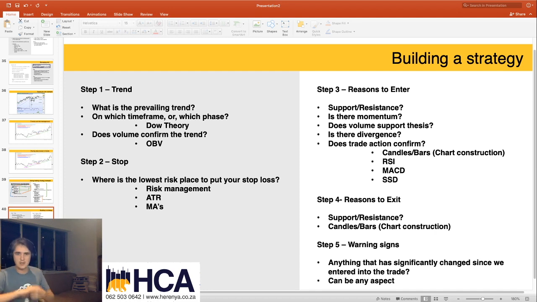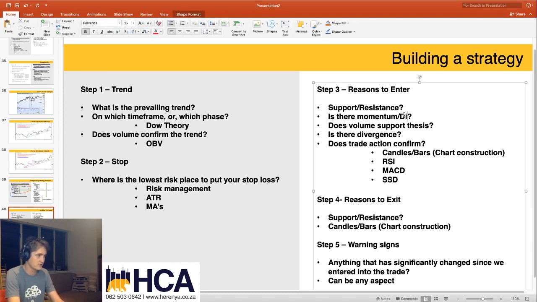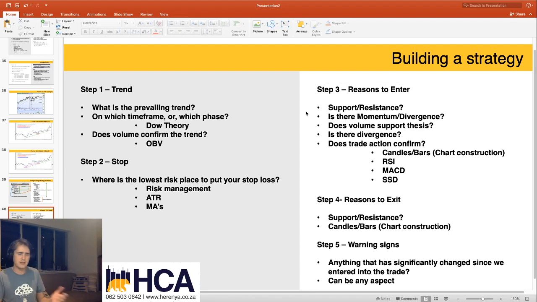The next thing you want to do is step 3. We need a reason to enter into this trade. So is there a support and resistance level that we're reversing off of? Is the momentum bullish or bearish at this point? Is there divergence? I should have actually put, is there momentum divergence? Is divergence bullish or bearish? Is it even present? Is that something that is even important to you, right? Does volume support your thesis?